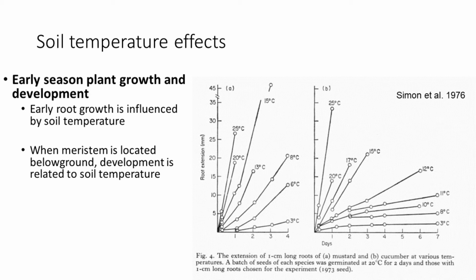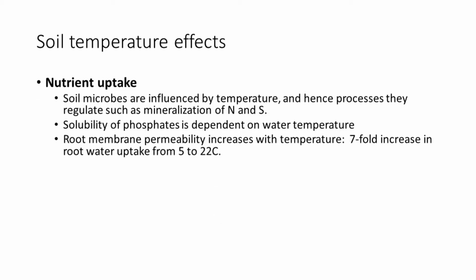And when we have a lower root extension rate in those colder soil temperatures, that means that the crop is going to take a much longer time to fully explore that soil profile. So it's going to take longer for that crop to reach nutrients and water and take those up. Whereas in a warmer soil with higher root extension rates, that crop can more fully and more quickly access the nutrients and water in that soil.